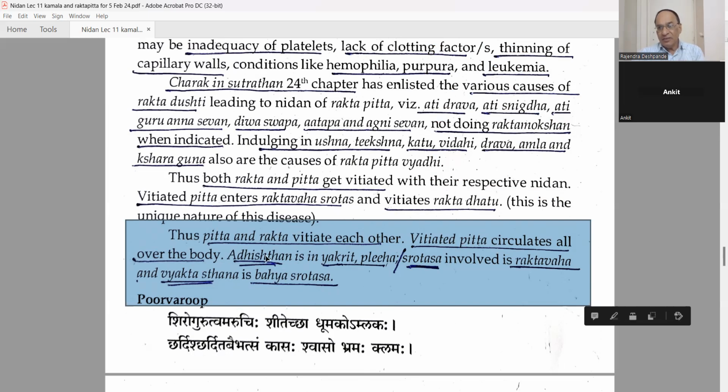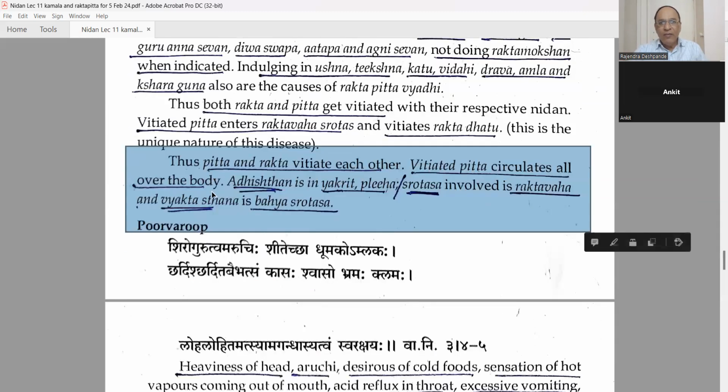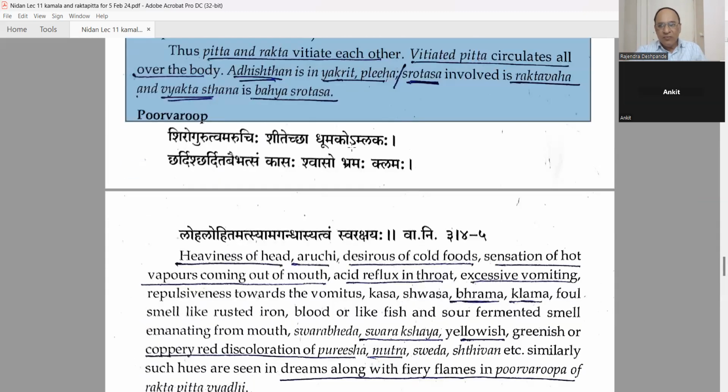Sanyoga Dushana. Vitiated Pitta circulates all over the body. The Adhishthana, where the disease process has basically started, is Yakrit and Pliha. The Srotas is Raktavaha Srotas, and the Vyadhi Sthana is Bahya Srotas, which are going out of the body. This is the nose, for example, rectal, for example, urethra, for example. This is Bahya Srotas, not Antargata, not internal.